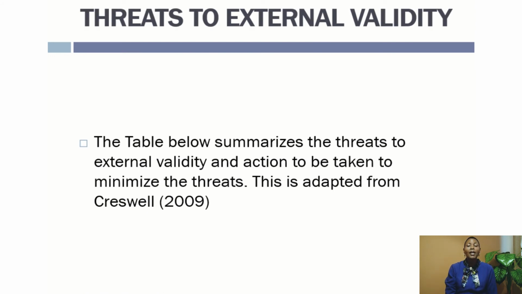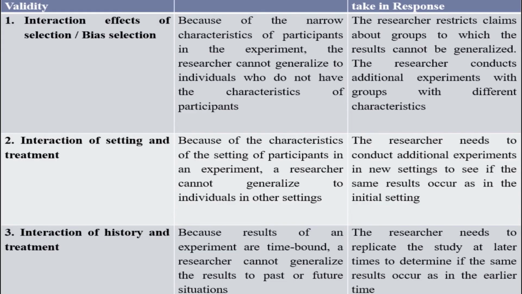Again, we have a table that summarizes threats to external validity. One of them is interaction effects of selection or selection bias. This is where you do not select and assign your sample randomly. So what can you do? You may restrict your claim about the experiment to the group that you have conducted the experiment with, or alternatively, you conduct additional experiments with groups which have got different characteristics.